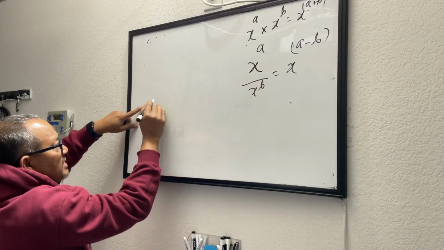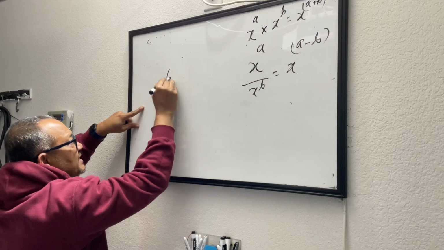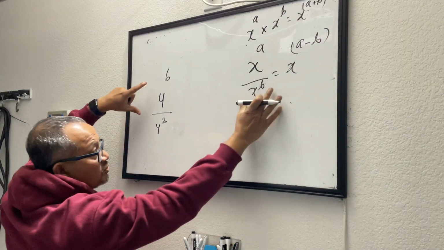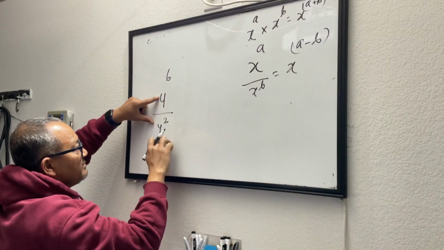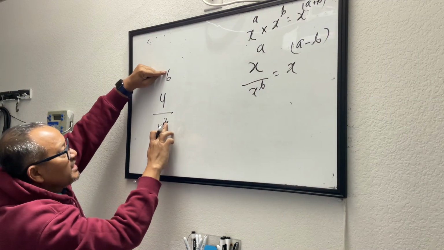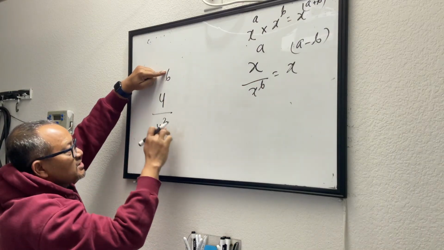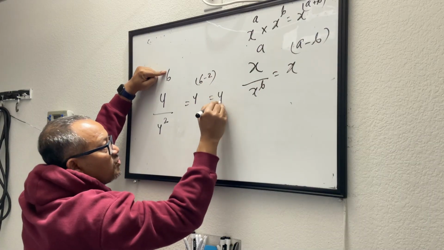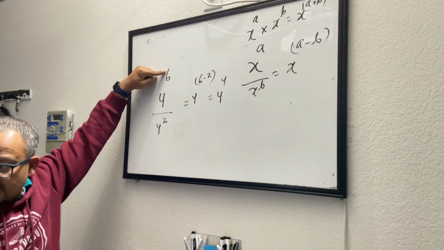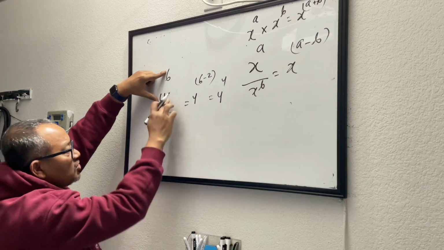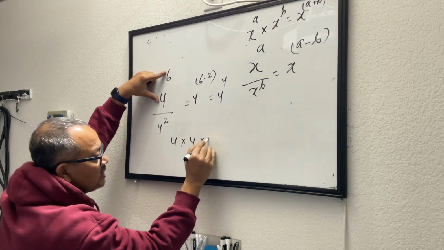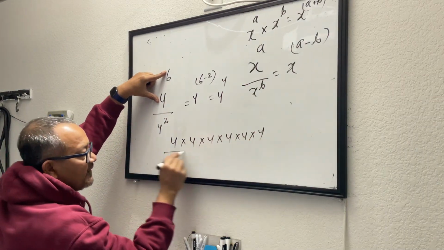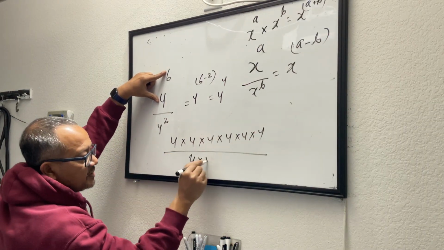So what this means to me is, if I have 4 to the power 6 divided by 4 to the power 2, how much would that be? As per this rule, I have both exponents with the same base, so I will subtract 2 from 6. It will become 4 to the power 6 minus 2, which will be equal to 4 to the power 4. But let's see it. 4 to the power 6, that is 4 into 4 into 4 into 4 into 4 into 4, 6 times. Divided by 4 to the power 2, meaning 4 into 4.